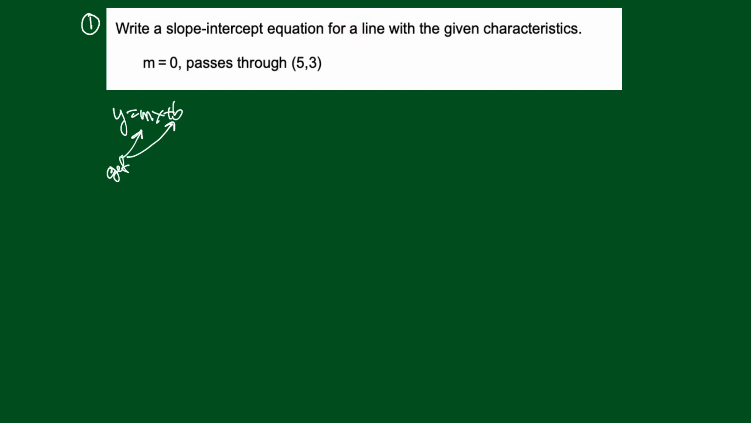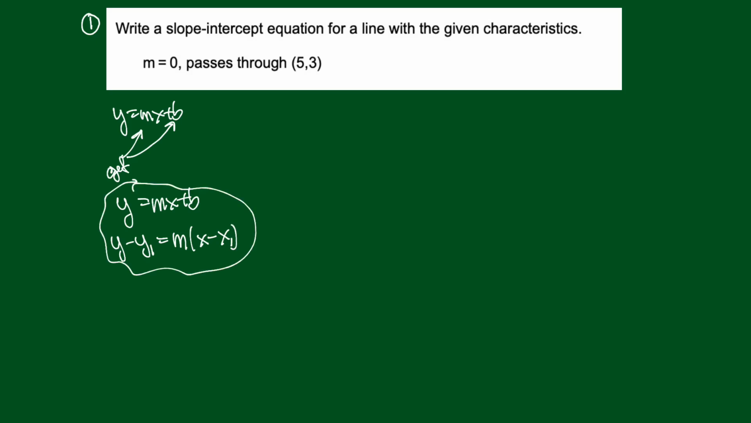As soon as I see that, here's what I think. I think these forms right here, y equals mx plus b, and y minus y1 equals m times x minus x1. These are the two templates for equations of lines. Of course, I'd like to be able to use this form here, because all I have to do is just substitute m and b.